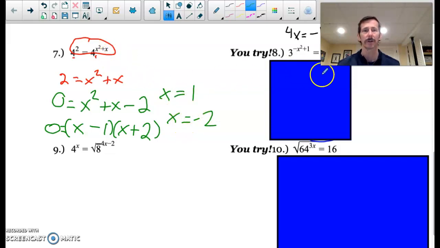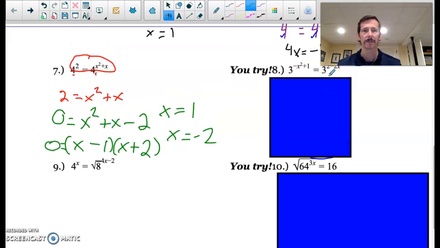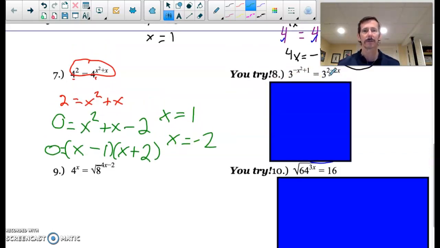So there you go. You're going to try one. I'm going to move this down a little bit so you can see it. Again, this one, notice that you already have the same base, so pause this video and try it. You've got a squared up here, so you're going to have to do a little bit of a quadratic action. Pause it, try it. All right, here you go. Here is your answer.